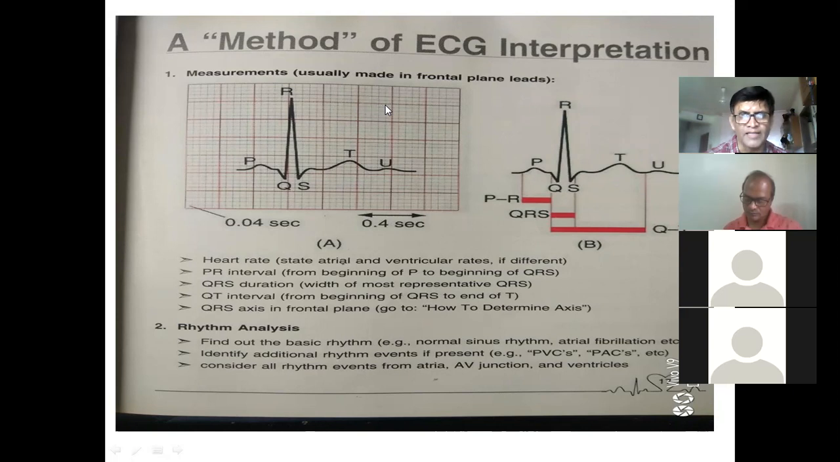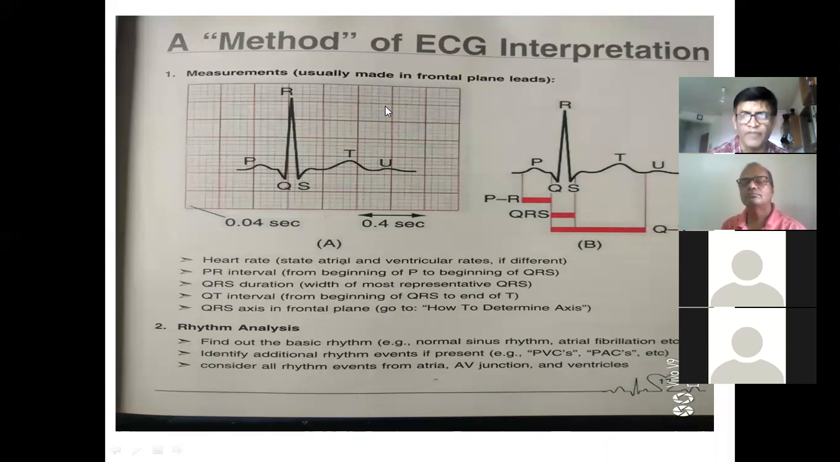Which means what? As the distance keeps increasing, the heart rate becomes lower and lower. The lesser the RR interval, the higher is the heart rate. The wider the distance between the RR interval, the slower is the heart rate. Is it clear? I will give the whole chart till 60. Please write it down.